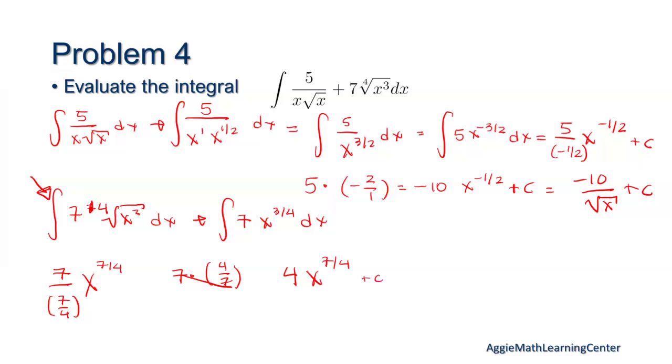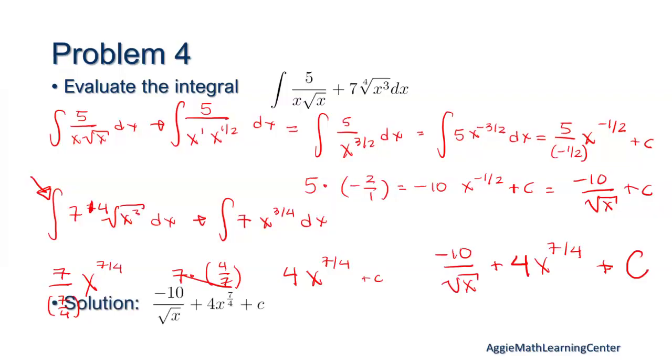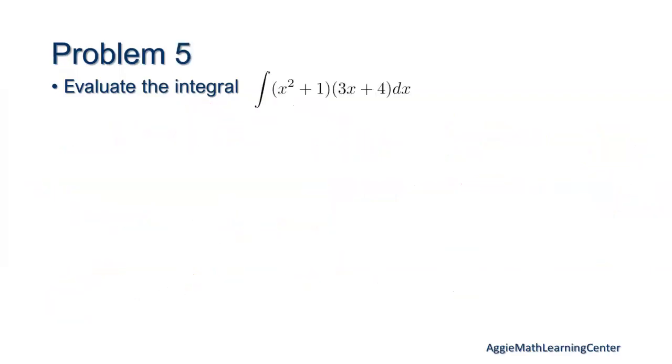So now I have 4 times x to the 7/4 plus c. In the end, both of them have that plus c. We just need to have a constant at the end. So I'm going to have negative 10 over the square root of x plus 4x to the 7/4 plus c. I guess I just made a bigger c because I added 2 of those smaller c's. It doesn't really matter. Plus a constant. Okay, answer. Yeah, that'll do.